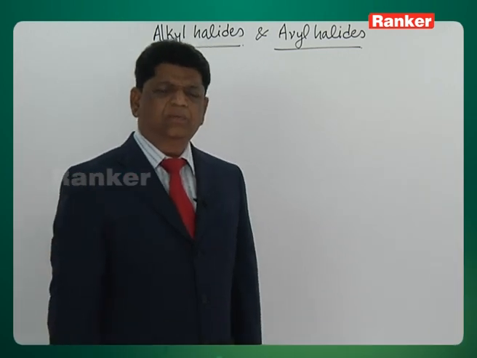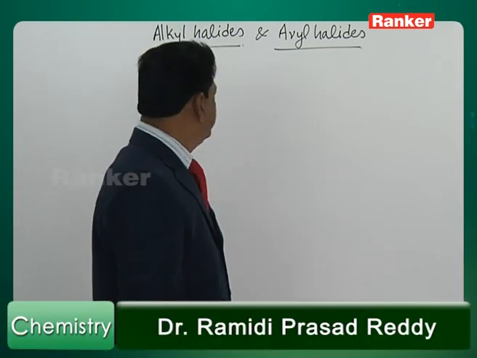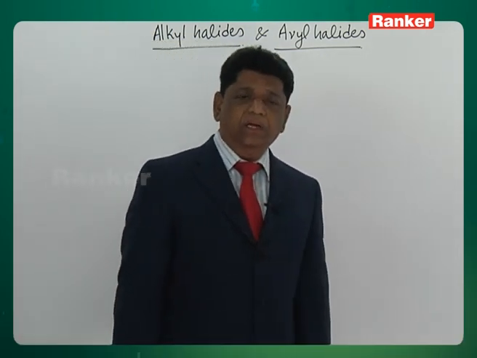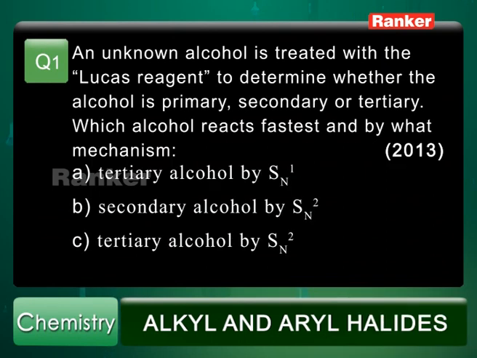So, we will discuss today some questions from the previous years from the alkyl halides and the aryl halides, that is, they are also called halogen compounds. Question 1: an unknown alcohol is treated with the Lucas reagent to determine whether the alcohol is primary, secondary or tertiary. Which alcohol is fastest and by what mechanism? This appeared in 2013, the latest question. The options are: tertiary alcohol by SN1, secondary alcohol by SN2, tertiary alcohol by SN2, secondary alcohol by SN1.